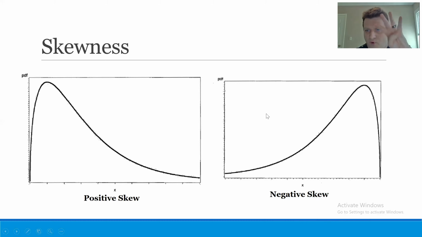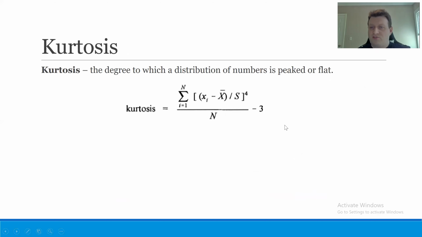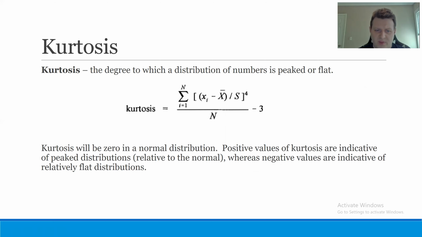Let's talk about the fourth moment of our data. This is kurtosis. Fourth moment, we're raising something to the fourth power. Again, do not memorize this formula. That is not important. But kurtosis is the degree to which our distribution is very peaked or very flat. Is it overly peaked, or is it overly flat? We'll see some examples of this here shortly.